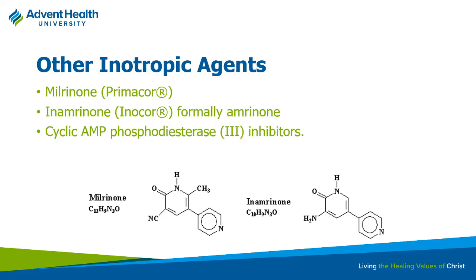So here are some other agents we may use occasionally. Say, for instance, your patient does come in with a CHF exacerbation and you want to do something to acutely increase cardiac output. We have a couple of drugs that can do that: milrinone and inamrinone. These are going to be cyclic AMP phosphodiesterase inhibitors. Now, where have we seen that term phosphodiesterase inhibitors before?